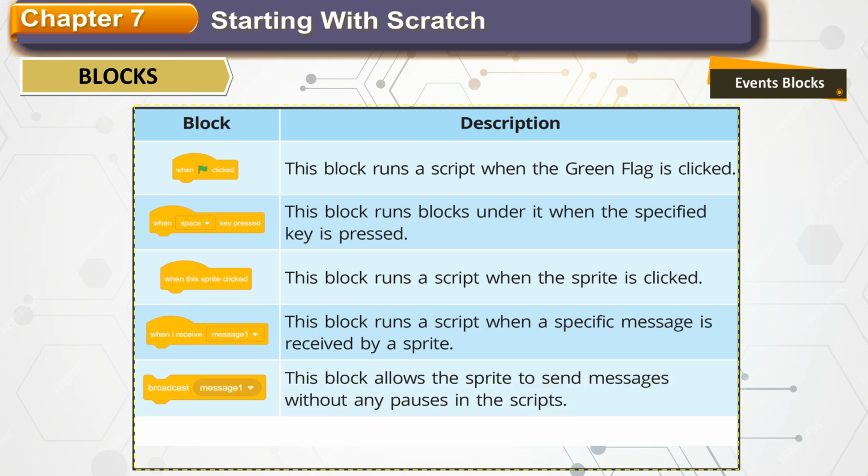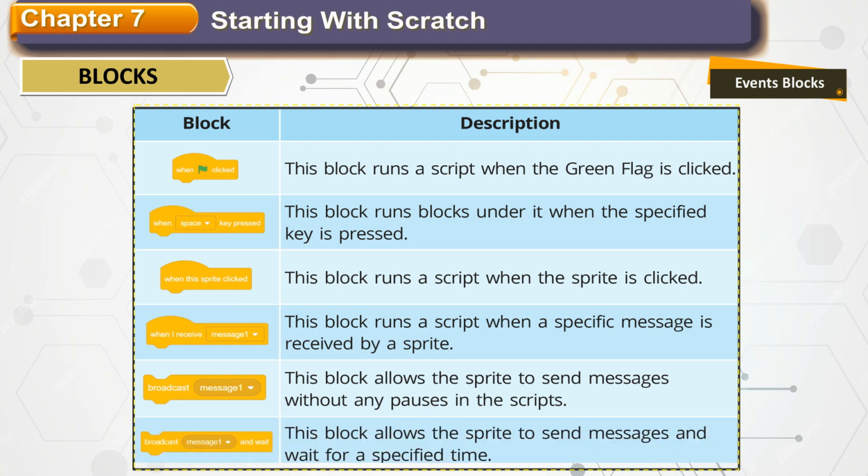Broadcast message 1. This block allows the sprite to send messages without any pauses in the scripts. Broadcast message 1 and wait. This block allows the sprite to send messages and wait for a specified time.